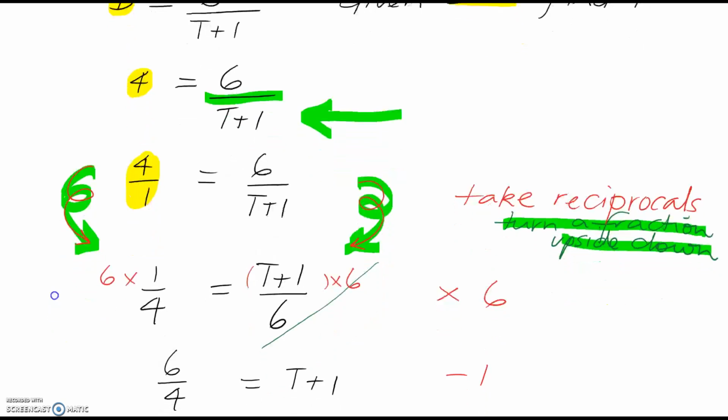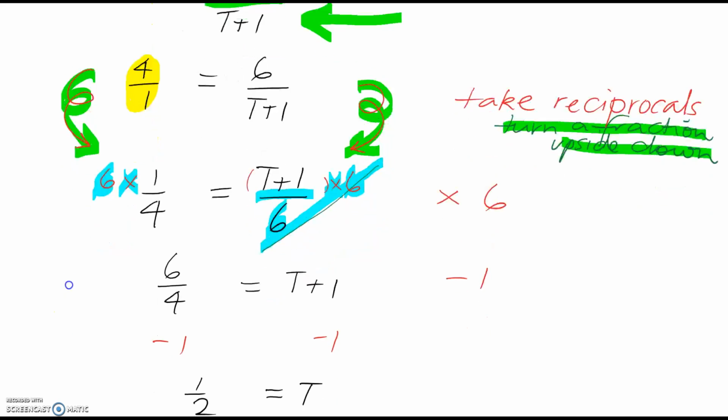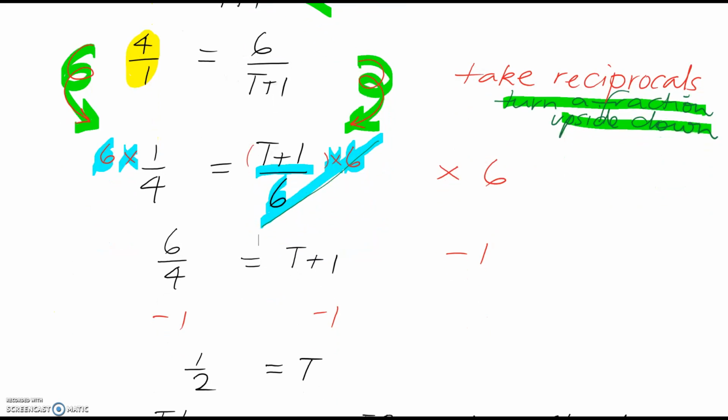So I've done that, and now I can have my t plus 1 at the top, which was great. The next step I need to do is undo this division by 6. See this divide by 6? Well, how do I do the opposite of divide by 6? That'd be times by 6. So I'm going to do that to both sides. Once I've done that, that cancels out the divide by 6 on this side, and so that simplifies down to 6 over 4 equals t plus 1.